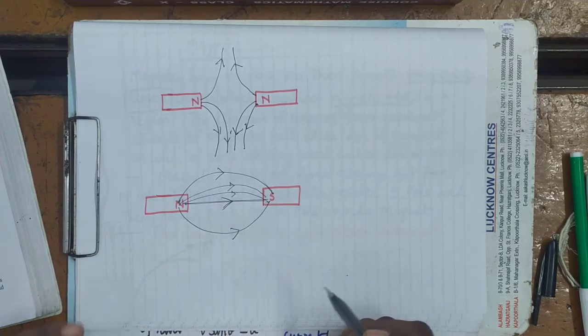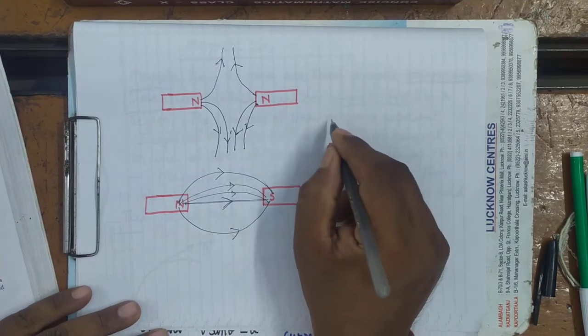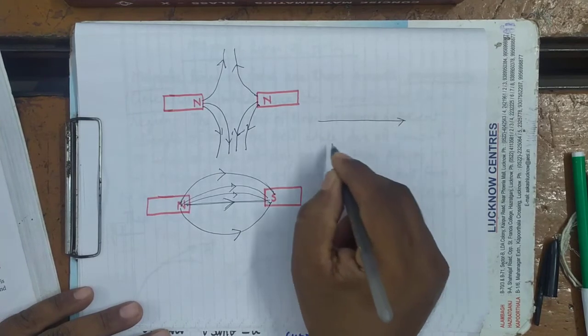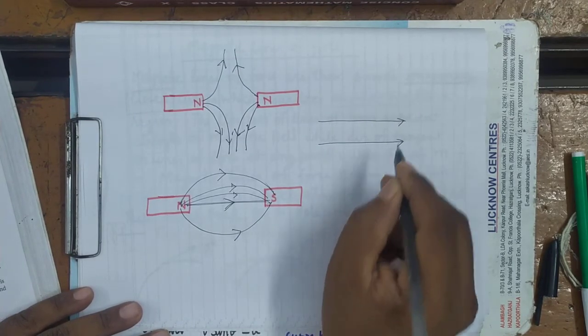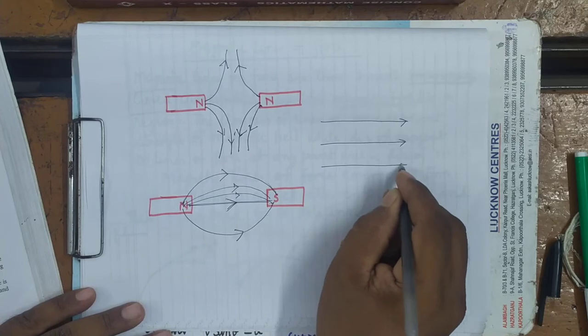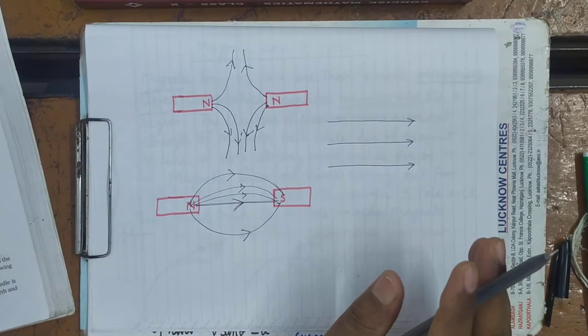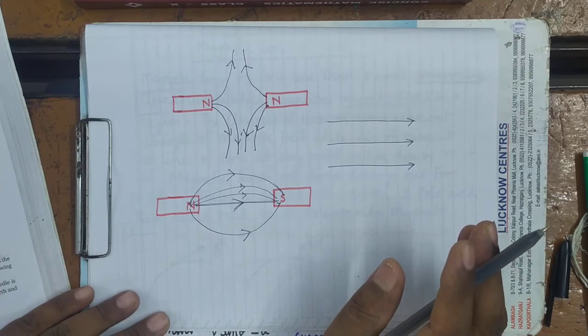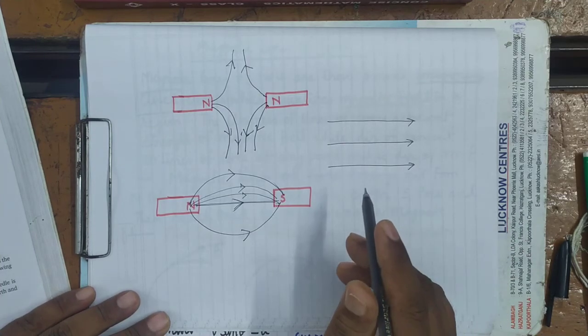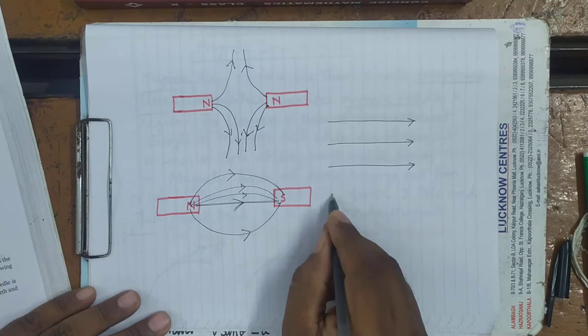Then there is uniform magnetic field. Uniform magnetic field, I have told that it is that magnetic field which remains the same throughout the region in magnitude as well as in direction. So this is representing a uniform magnetic field. It's clear. Now one more thing, neutral point.